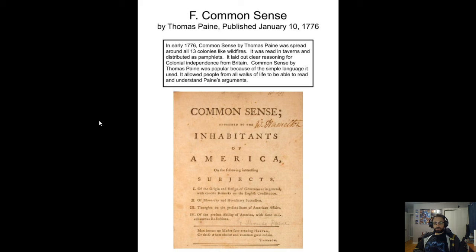Moving on to Source F. Source F is Common Sense. We had a lesson on Wednesday about this. It was a little video. So you should know the basics of this, but here we go.